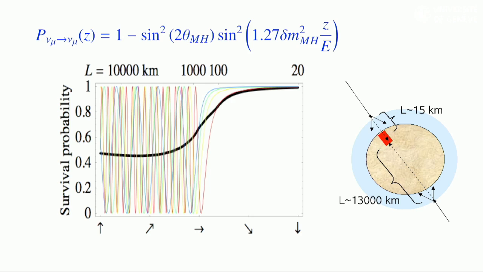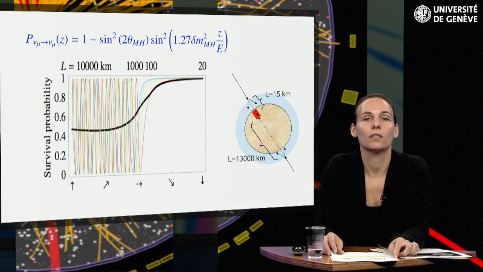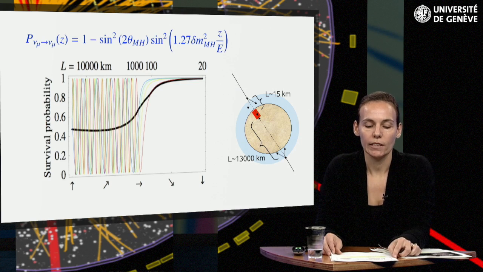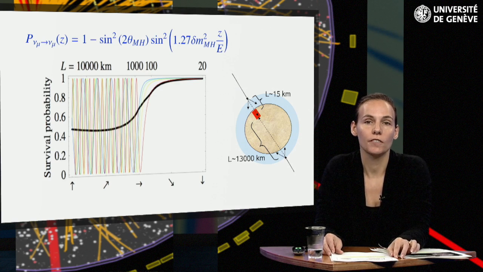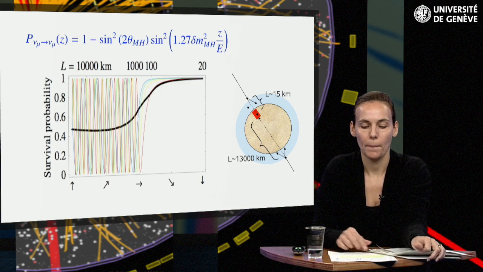Experimentally, one averages over the unknown neutrino energy at a known propagation distance. The oscillation curves for different energies, shown here by different colors, are thus averaged over the spectrum of neutrinos. This gives the black curve as a function of distance, indicated on the top scale, or as a function of the angle of incidence, indicated on the bottom.